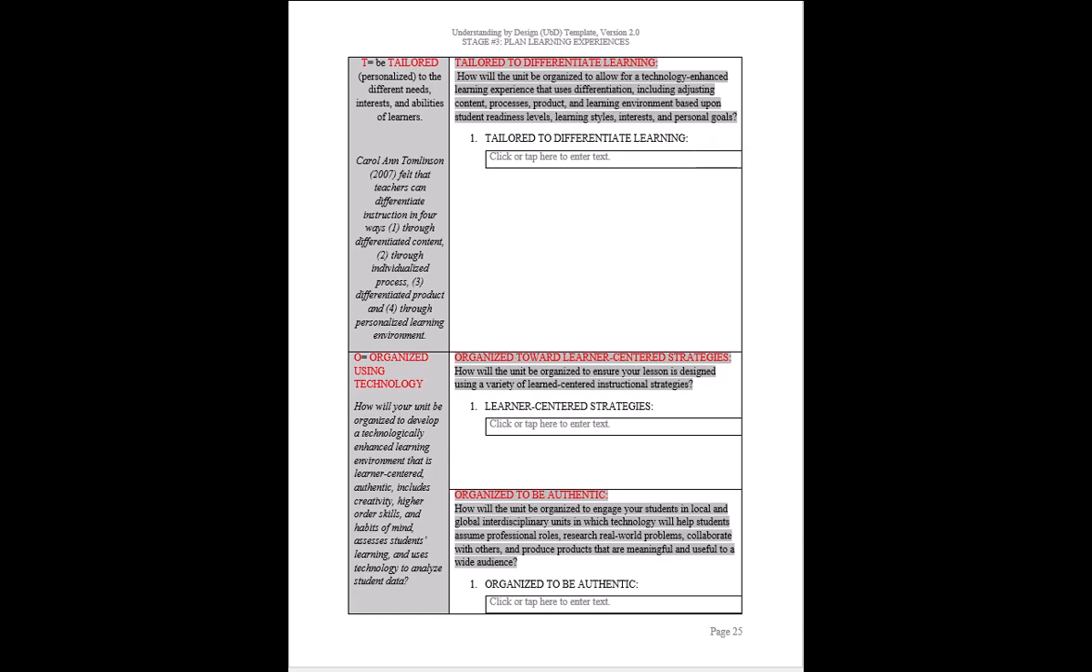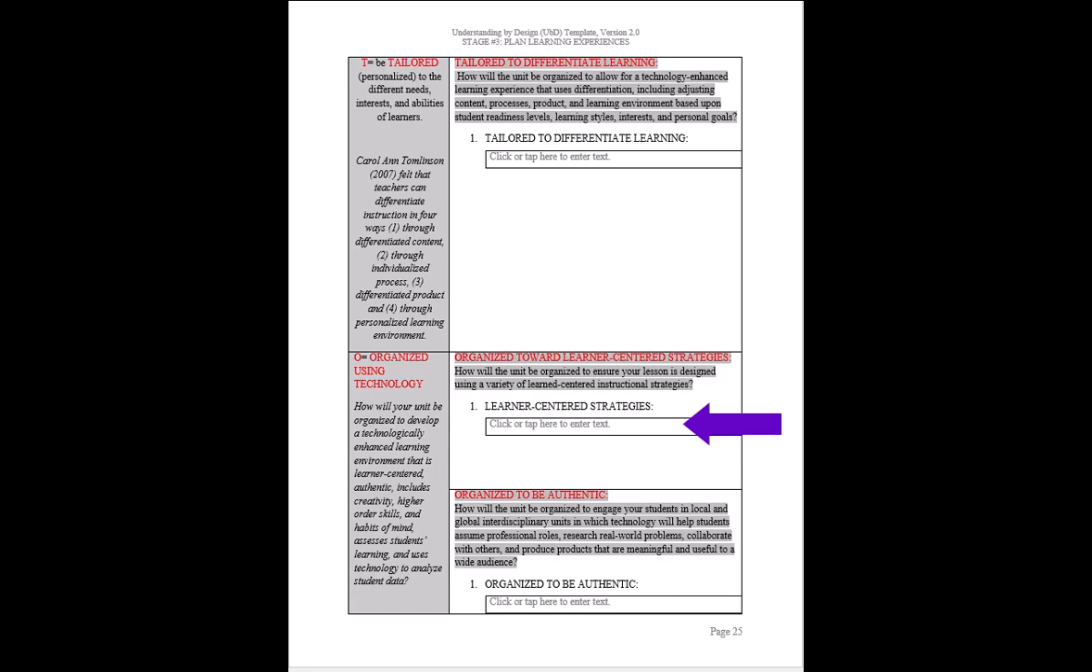The final section is O for Organized Using Technology. This section has 5 subsections. It begins with the first subsection called Organized Toward Learner-Centered Strategies. In this subsection, you will explain how the unit will be organized to ensure your lesson is designed using a variety of learner-centered instructional strategies.